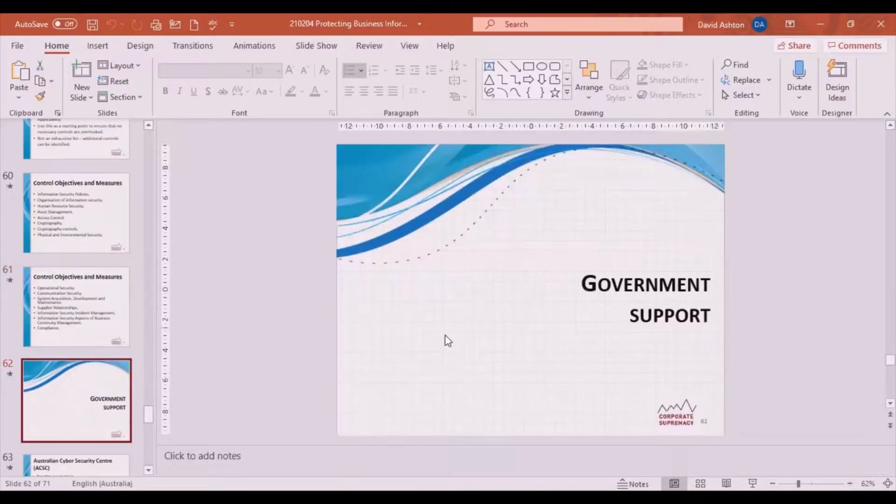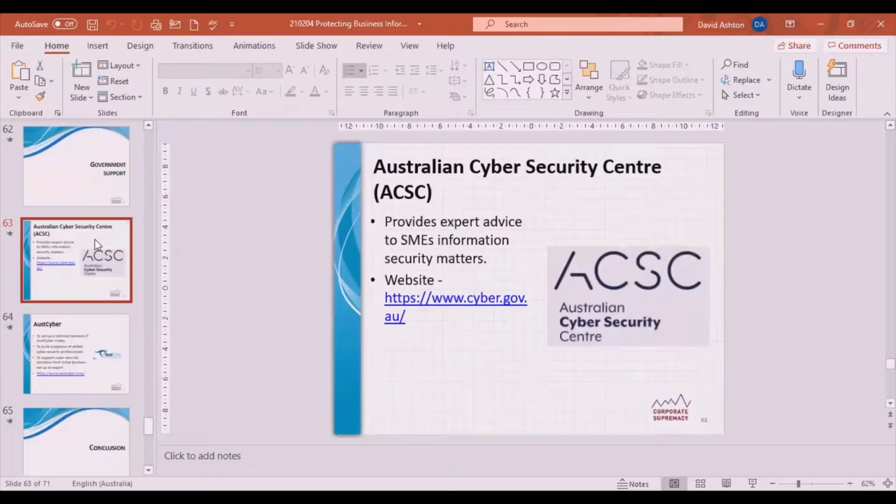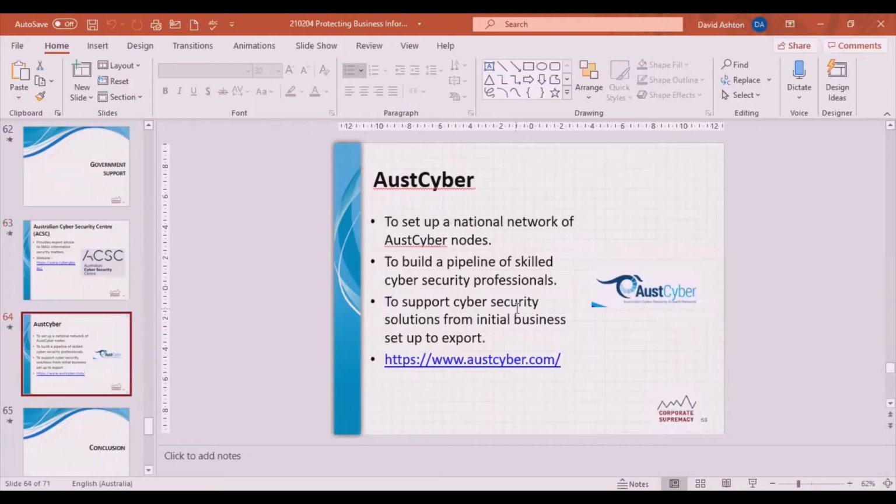To help you implement good controls around information security, the federal government has set up the Australian Cyber Security Centre, which provides SMEs information about information security management matters. That's the website there, and there are a lot of tools, resources and information that can help you put in place some relevant and practical policies and procedures. AusCyber has been set up and is funded by the government to support business in their cyber security and information management requirements. So take advantage of that and have a look at those websites.